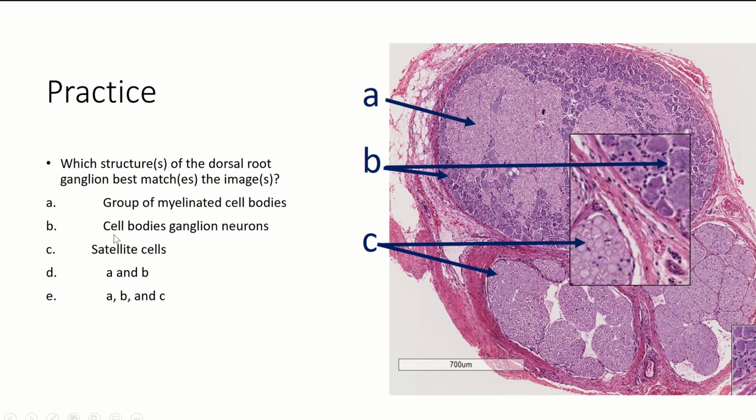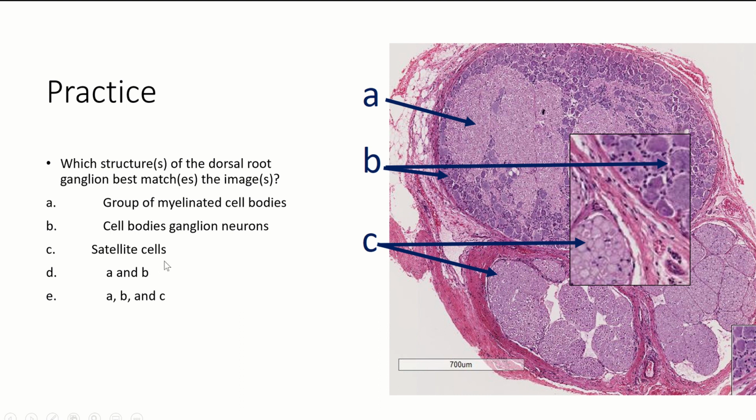B, it's saying cell bodies of ganglion neurons. And so here you can see there's even a little zoom in, and you can see these are very big cells, right? With that grainy kind of Nissl substance. So those are the cell bodies. Those are ganglion neurons. So B would be correct.